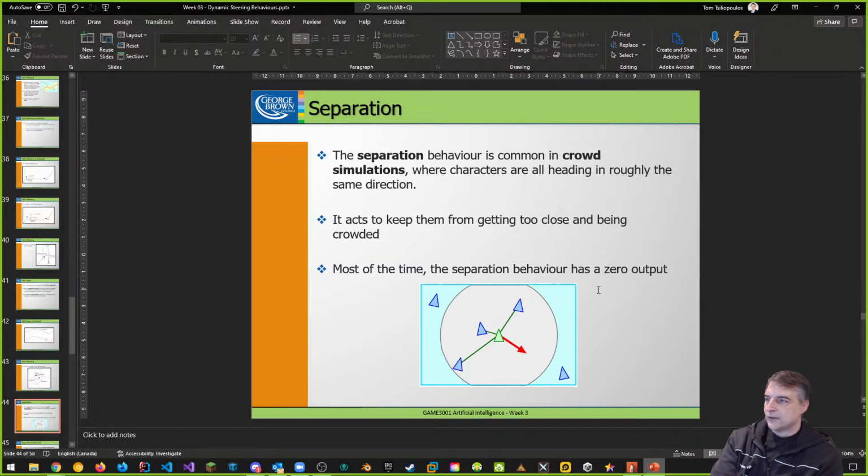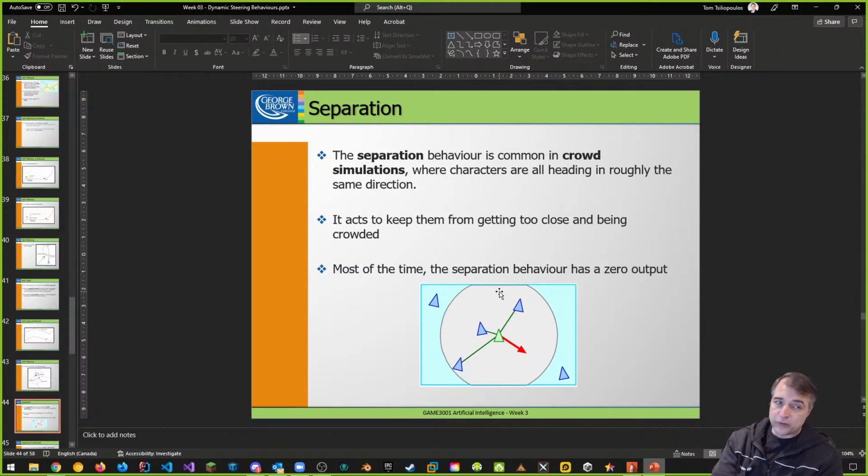Let's talk about separation. Again, in crowd simulations, as an example, or when we talk about flocking next week, separation is very, very important. Otherwise, one autonomous agent is going to crash into the other one. So we want some kind of minimum distance, and if one agent gets close enough to the other, each of the agents is going to try and separate from each other.